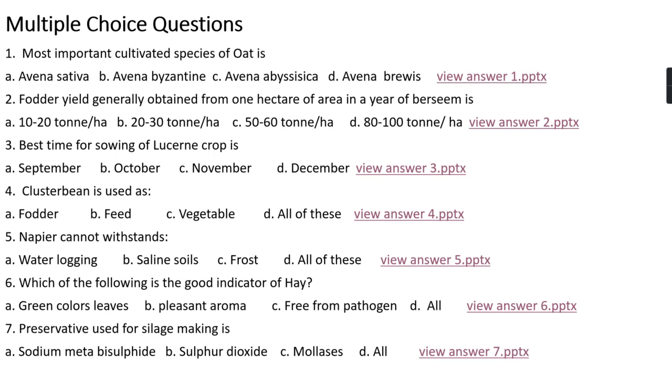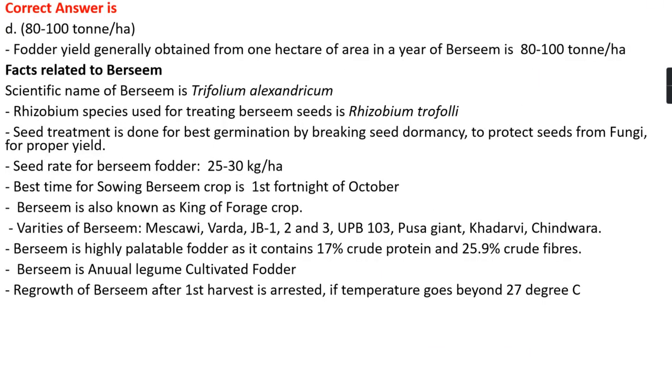Question number two. Fodder yield generally obtained from 1 hectare of area in a year of berseem is option A 10 to 20 ton per hectare, option B 20 to 30 ton per hectare, option C 50 to 60 ton per hectare, or option D 80 to 100 ton per hectare. The right answer is option D, that is 80 to 100 ton per hectare. Fodder yield generally obtained from 1 hectare of area in a year of berseem is 80 to 100 ton per hectare. Let's see some other facts related to berseem.